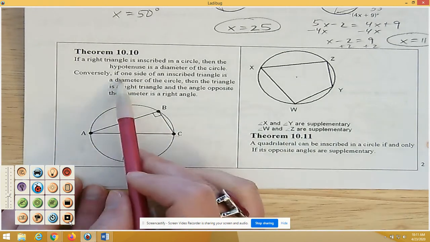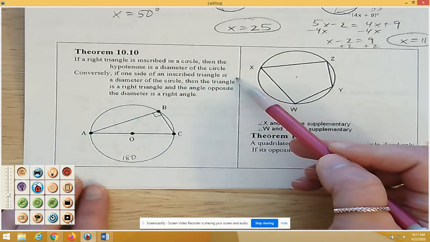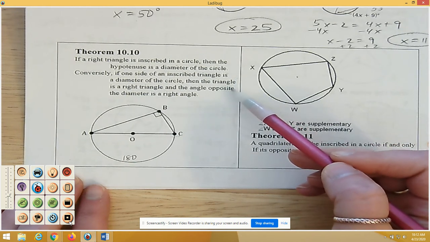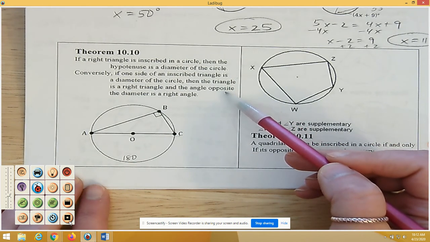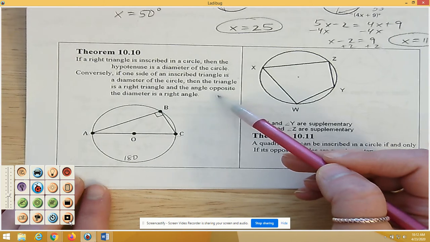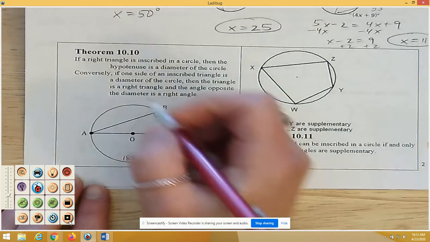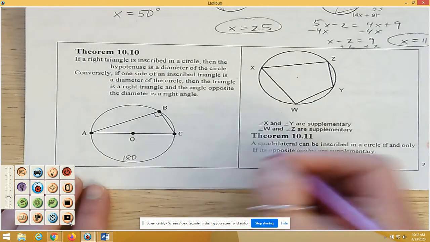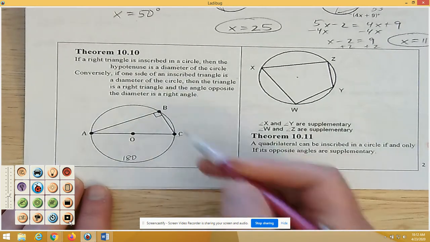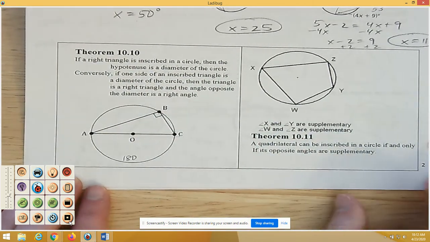Conversely, if one side of the inscribed angle is the diameter of a circle, then the triangle is a right triangle, and the angle opposite the diameter is a right angle. This is an important theorem, but we've kind of reasoned our way through that already, so now we're just going to be using that in a few minutes.